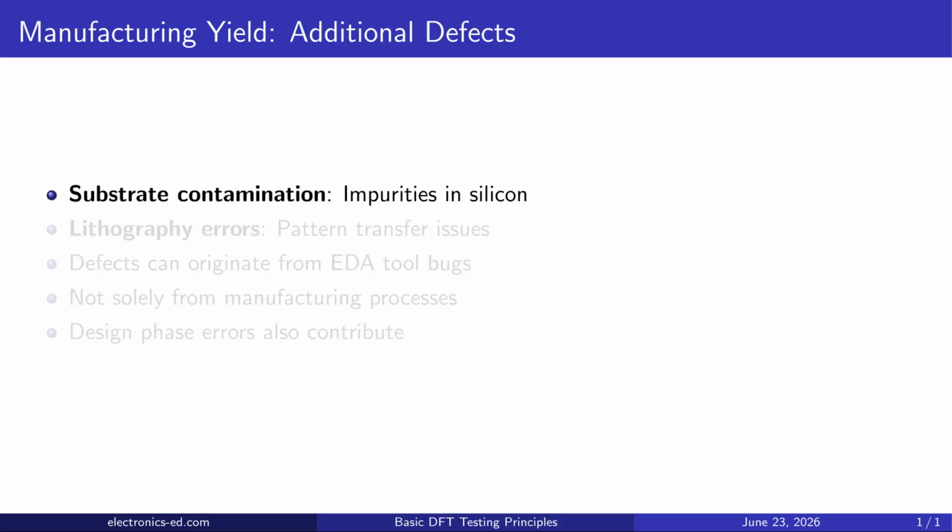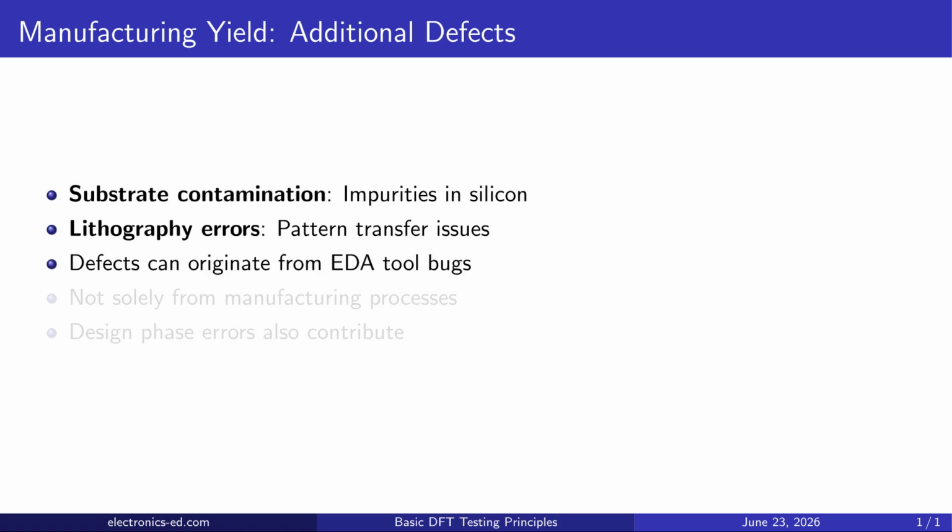Substrate contamination occurs when impurities get into the silicon. Lithography errors can happen when the pattern transfer process has issues. Defects can also originate from bugs in the EDA tools we use for design. So defects are not solely from the manufacturing processes themselves. Errors made during the design phase also contribute to the problem.